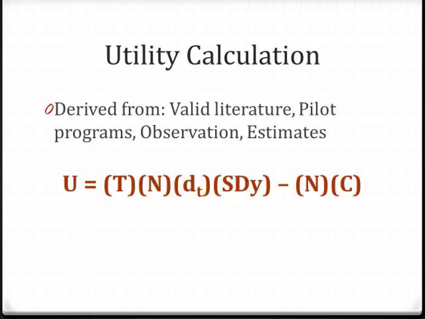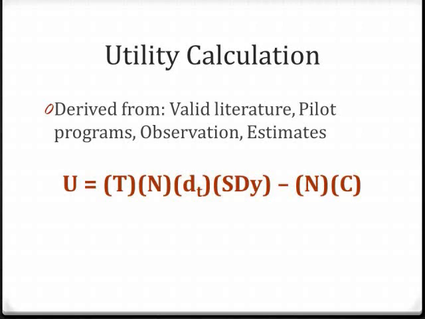Here is the utility formula. It looks a little complicated, but if you use Excel, you can just drop those numbers into a formula. The difference in job performance, the standard deviation of the job performance, and the number of years that the training will be good for can be derived from valid literature, pilot programs, observation, and estimates.